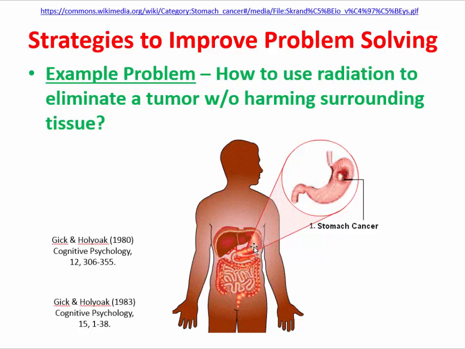That is to say that we could send in some rays that would eliminate the tumor. The bad news is that if we wanted to eliminate the tumor, we had to hit it with a fairly high level of radiation, and in so doing, we would harm the surrounding tissue, which was, at this point in the patient's development, very healthy. So how do we go about getting that tumor with the radiation without harming the surrounding tissue? Very few participants were able to solve this problem.